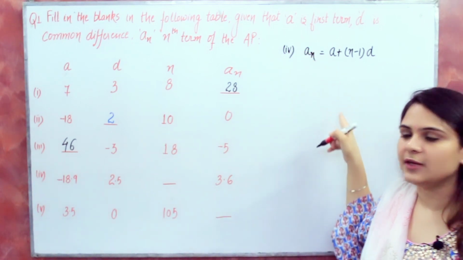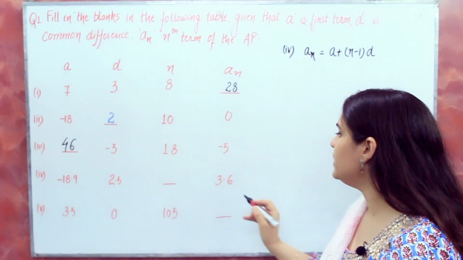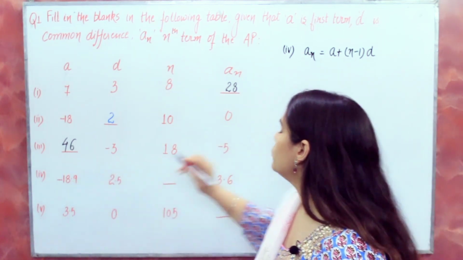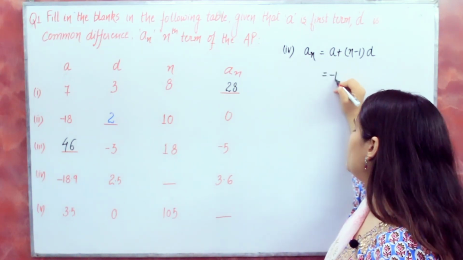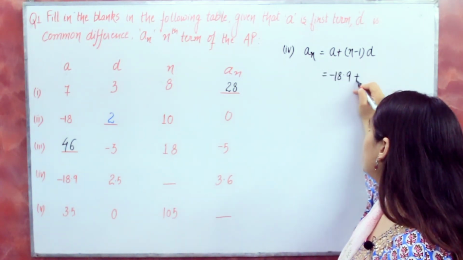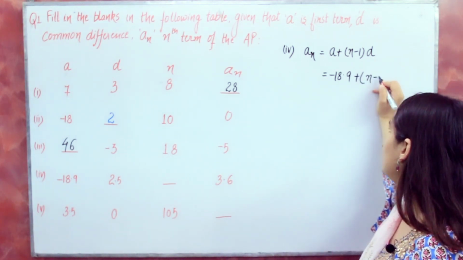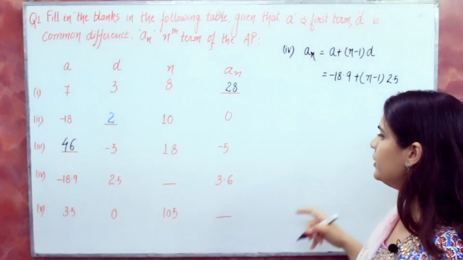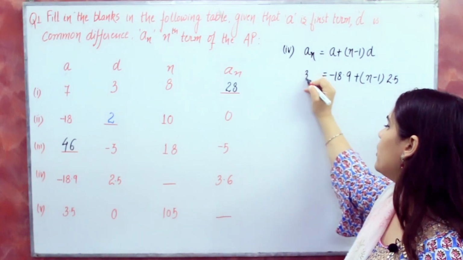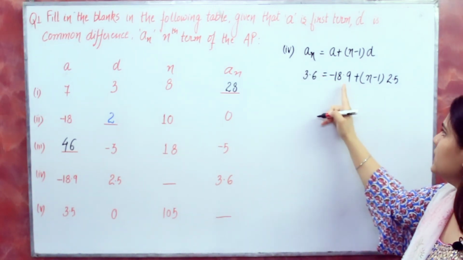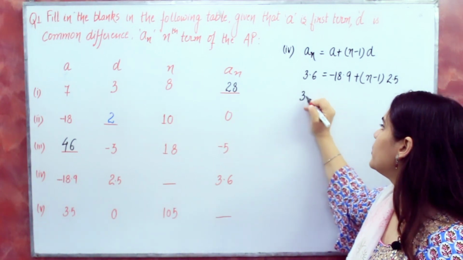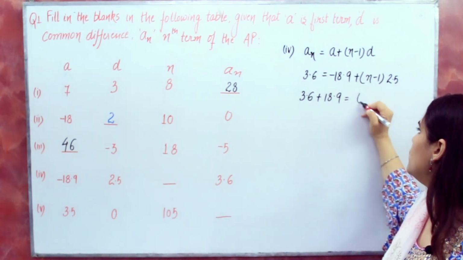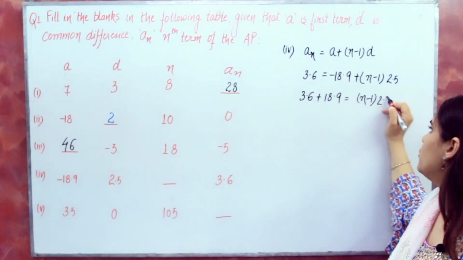Again you have to use the same formula. In this part we need to find the value of N, that is number of terms. Value of A is equals to minus 18.9. Value of N we need to find, and value of D is 2.5. Value of AN is equals to 3.6. Now we can shift this term to LHS. 3.6 plus 18.9 is equals to n minus 1 multiplied by 2.5.